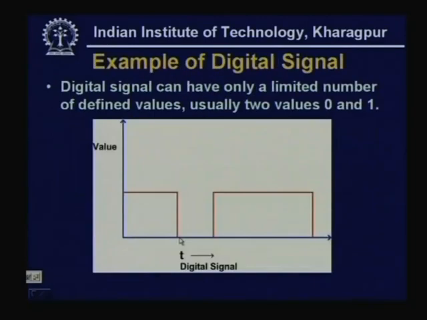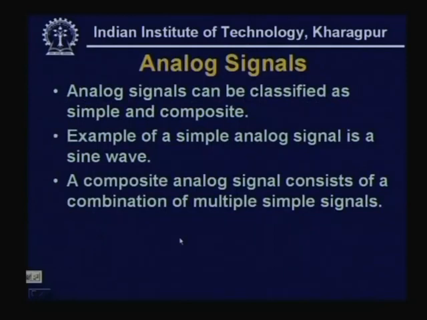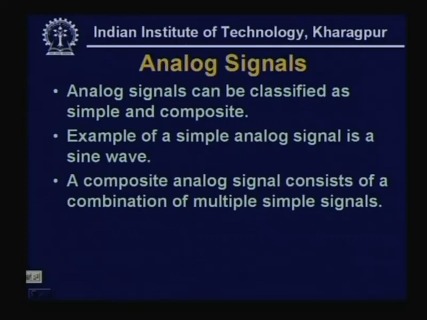Now, we can focus more on the analog signal. An analog signal can be classified into two types. The first one is simple, the second one is composite. An example of a simple analog signal is the sine wave. A sine wave can be considered as a simple analog signal, and as we shall see, a composite analog signal is essentially a mixture of multiple simple signals, as we shall see very soon.